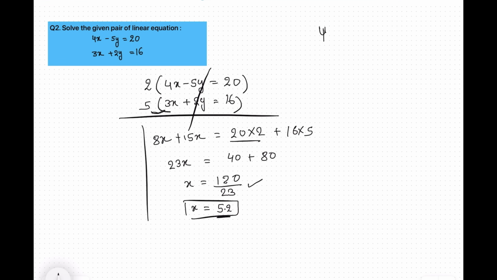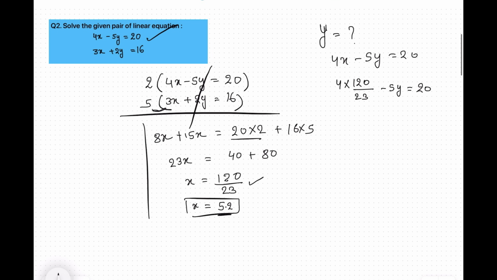To find the y value, we can use any of the equations. So I'm using the first equation. 4x minus 5y equals 20. Correct. So 4 times the x value is how much? I'm taking the fraction value, 120 divided by 23, minus 5y equals 20. Okay, so let's multiply this. We can multiply 120 times 4, which we can write as 480, divided by 23.